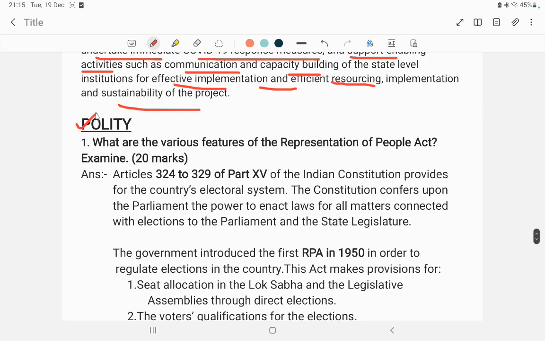Let us go next to polity. Examine the various features of the Representation of the People's Act. The RPA, of 1950 and 51, is related to the elections of the country, whether it is Lok Sabha, the Rajya Sabha, or the Legislative Assemblies or the Council. So it is for state or central elections that the Representation of the People's Act was passed in 1950 and 51. First, let us state the origin of the Act.